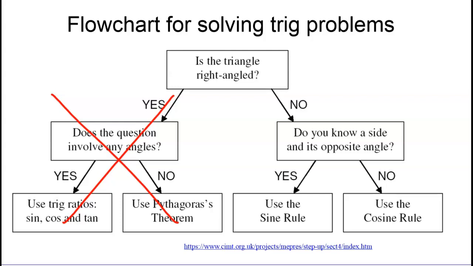So is the triangle a right triangle? No, it's not. So let's ask, do we know a side and its opposite angle? If we do, then we're going to use the sine rule. And that's what I want to introduce in this video. We will come back later on to the cosine rule, but that'll be in the last couple videos of this chapter.